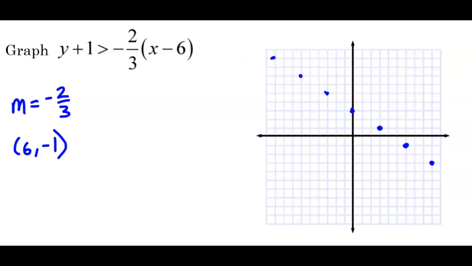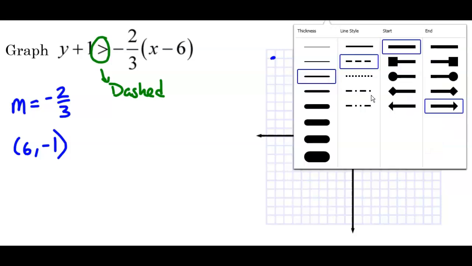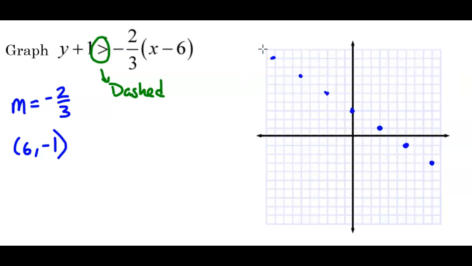Now we have to decide if this should be a solid or a dashed line. Strict inequality, greater than sign. So we have a dashed line connecting our points. And now we have to figure out where we are shading. We're looking for where y plus 1 is going to be greater than negative 2/3 times x minus 6. Again, let's just practice using the test point here. Our test point is the origin.